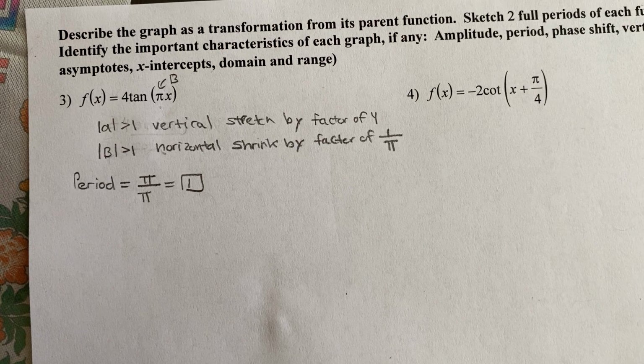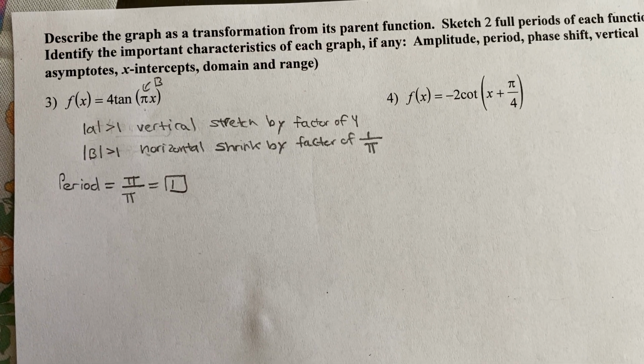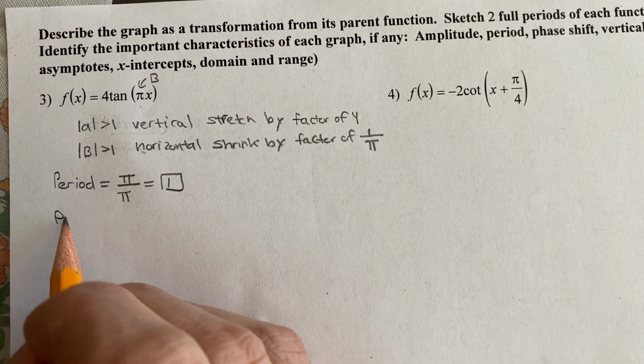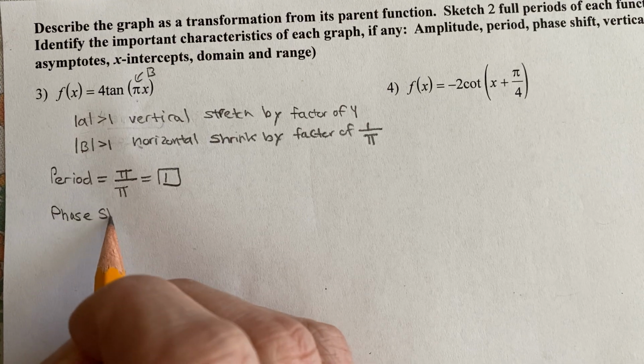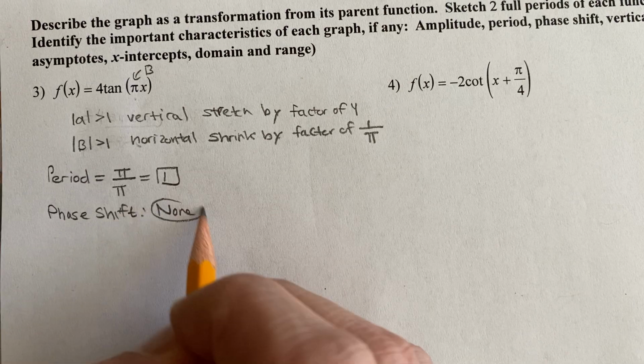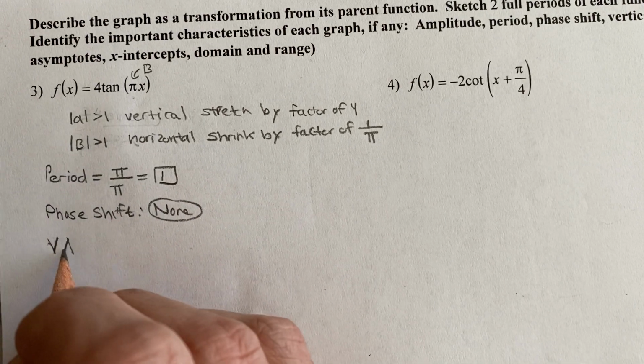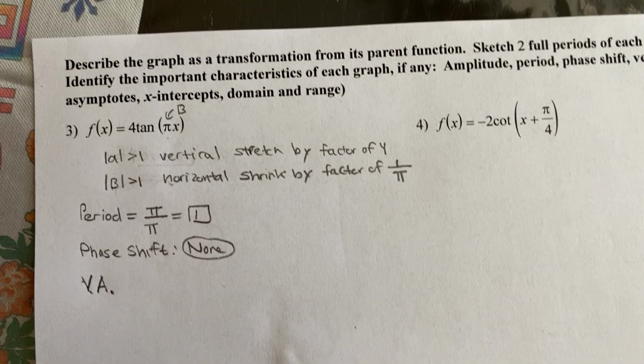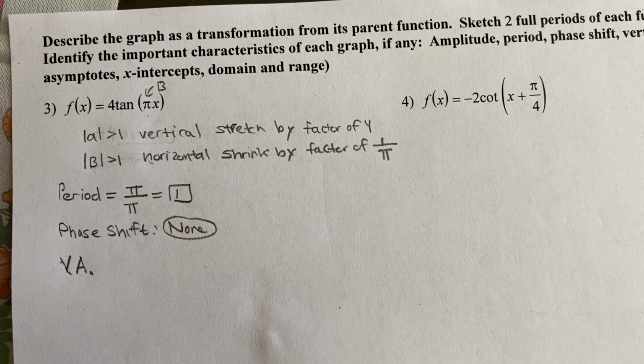The next thing that's really important is the vertical asymptotes. Okay, so the phase shift on this problem right here, there is no phase shift. We could just say none. There's no shifting of the graph. And the VA, which is probably the most important thing.